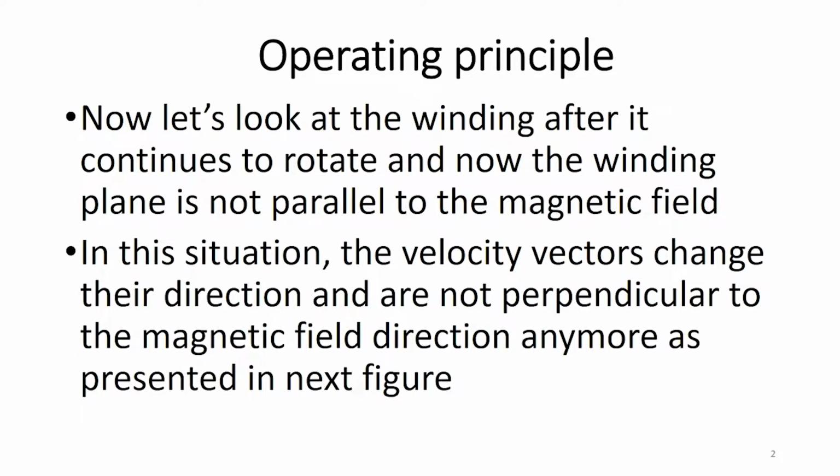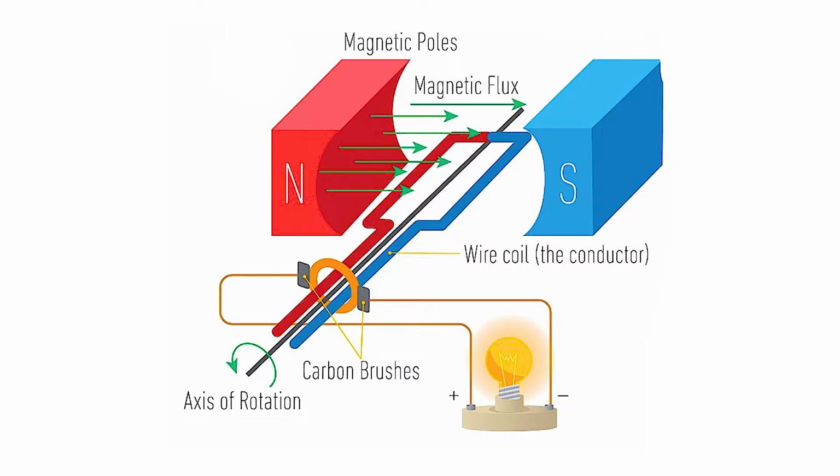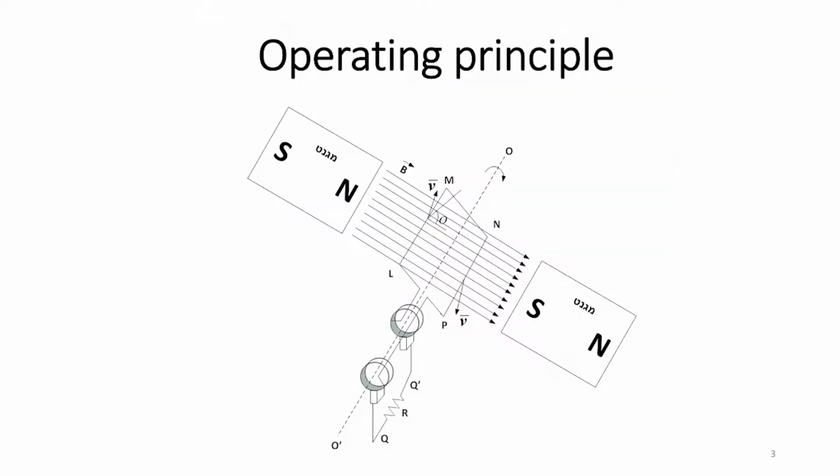Now let us look at the winding after it continues to rotate, and now the winding plane is not parallel to the magnetic field. In this situation, the velocity vectors change their direction and are not perpendicular to the magnetic field direction anymore, as presented in the next figure. There is an angle theta between the velocity vector and the field lines.